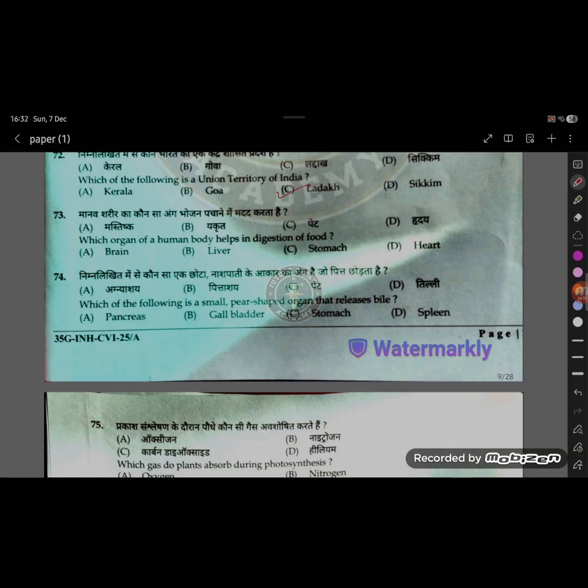And we all know very well about digestion, and it is liver. Now you may ask that stomach is also there, right? And heart and brain can be eliminated. So it can be two answers, both are right. But stomach doesn't digest food, right? It just starts the digestion.